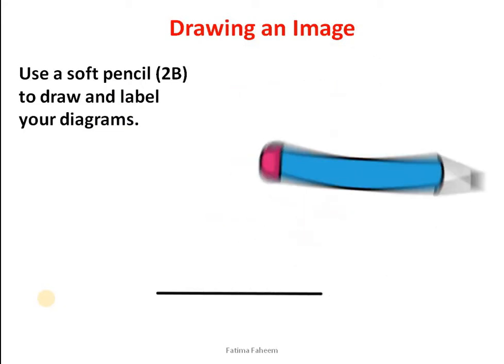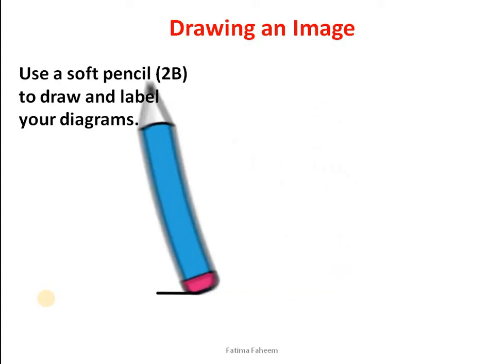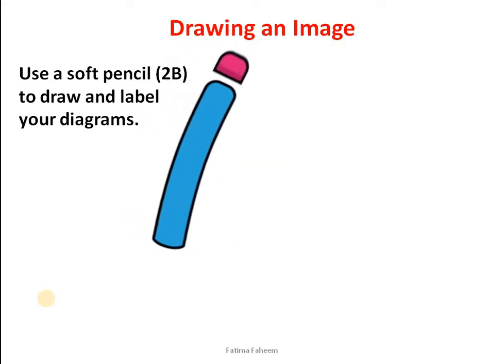The first rule to draw an image in this paper is to use a soft pencil, and it will also be used for labeling. So you don't have to use an ink pen or any marker or colored pencil. You will simply use a soft pencil.